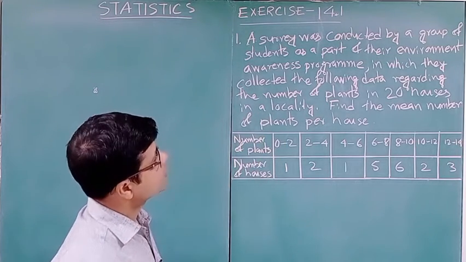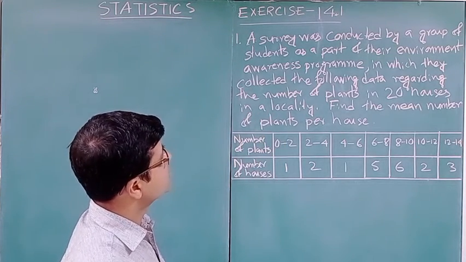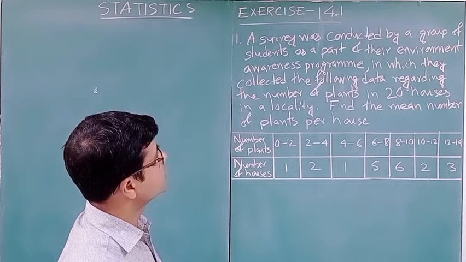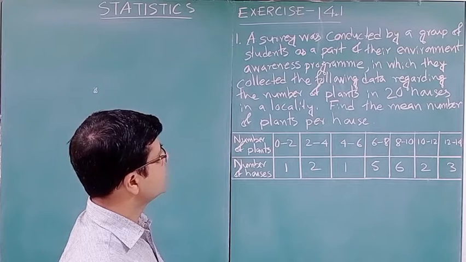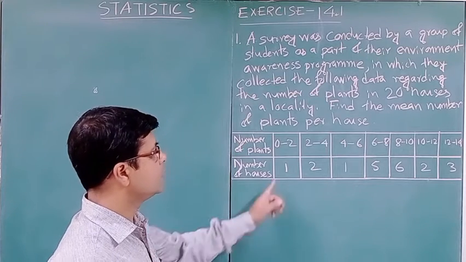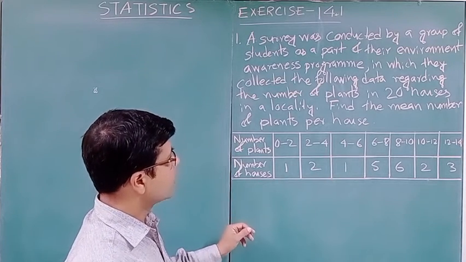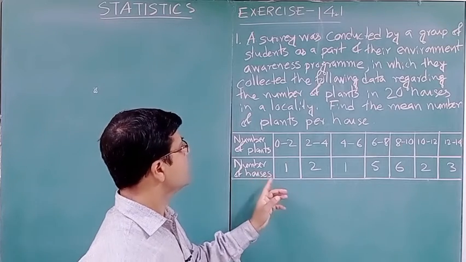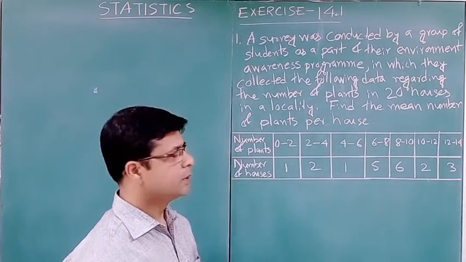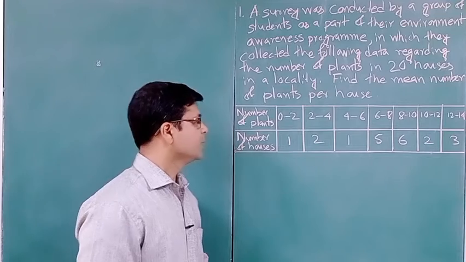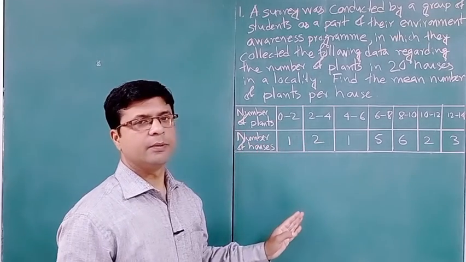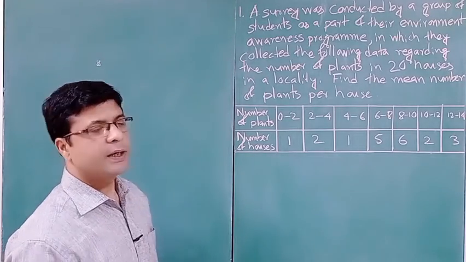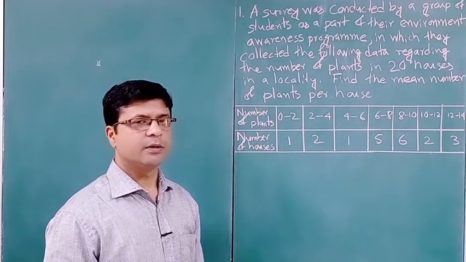A survey was conducted by a group of students as a part of their environment awareness program, in which they collected the following data regarding the number of plants in 20 houses in a locality. Find the mean number of plants per house. So here the number of plants and the number of houses are given. We have to find the mean. Now let us find this mean by the direct method.